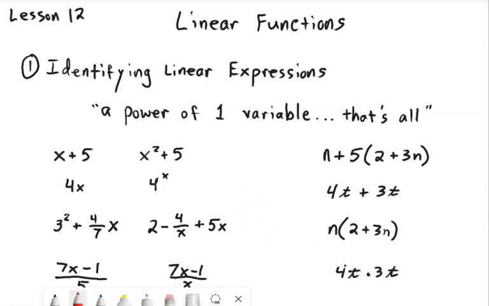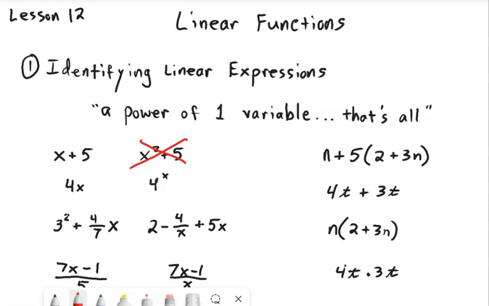Let me give you an example right away. This is a linear expression: x plus 5. You can see that this is x to the first power, and we're taking x to the first power and adding 5. The plus 5 is fine, it's irrelevant. The most important thing is that we have a variable and that it is to the first power. But this one says x to the second power plus 5, or x squared plus 5. X squared plus 5 is a quadratic expression, and therefore this is not a linear expression.